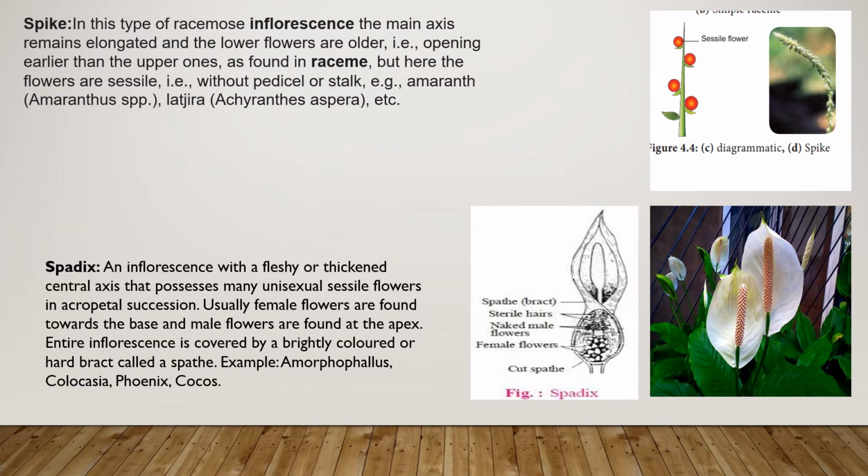In the spadix inflorescence, the axis is a fleshy or thickened central axis that possesses many unisexual sessile flowers in acropetalous succession. Usually, the female flowers are found towards the base and the male flowers at the apex. The entire inflorescence is covered by a brightly colored or hard bract called a spathe. Examples are Amorphophallus, Colocasia, Phoenix, as well as Cocos.